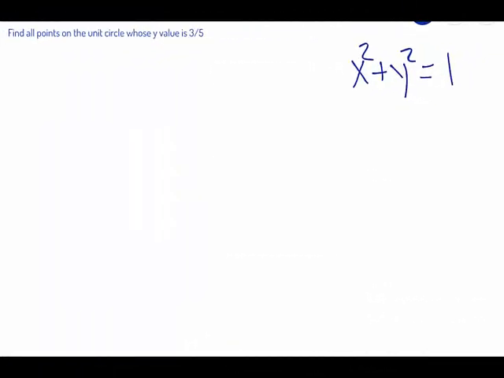So we're going to focus on finding all the points on the unit circle whose y value is 3/5. Now, the equation for the unit circle is right over here: x squared plus y squared is equal to 1. So if we want to find every point on the unit circle that has a y value of 3/5, well, we need to take that 3/5 and plug it in for y and find x values that coincide with it. Whatever x and y values we get will be the points on the unit circle.